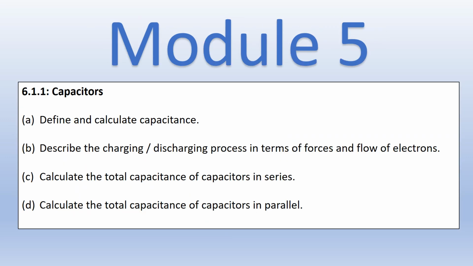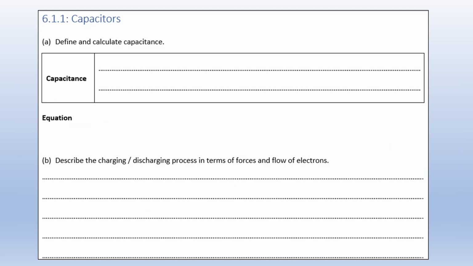Okay, so let's get started looking at capacitors, which is section 6.1.1. So we're going to look at what capacitance is and what happens when you have one in a circuit. So what I'm going to do is pause the video now and work through the section on capacitors. And then what we'll do is review what you've got.